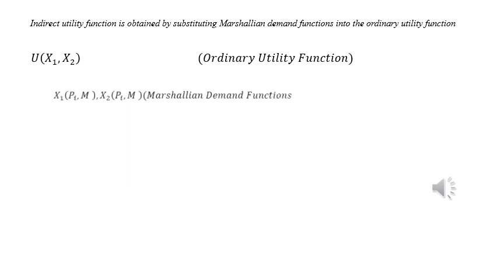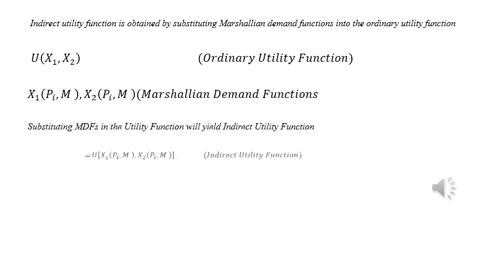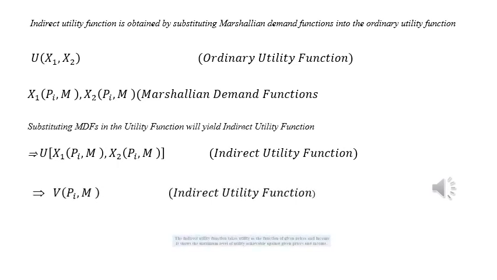So what we'll do, in place of x1 and x2, we'll substitute the corresponding Marshallian demand function. So substituting Marshallian demand function in the utility function will yield indirect utility function. So see in the slide, we have done it. Utility is the function of x1, which again is the function of prices and income. It's the function of x2, which is again the function of prices and income. So this is the indirect utility function. So eventually we saw that utility is the function of prices and income. Therefore, the indirect utility function is eventually a function of prices and income.